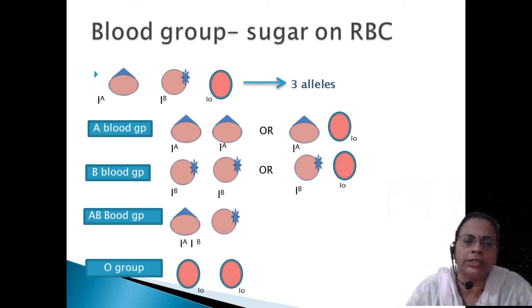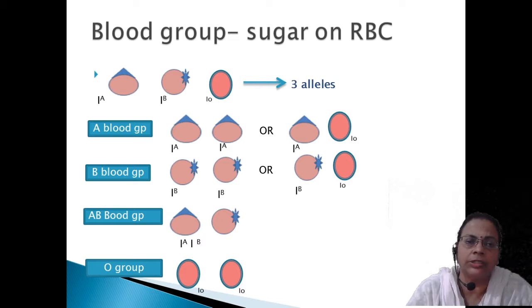Then the last category is the O blood group. O blood group means both the alleles will be recessive. That means IO, IO. So they cannot express any antigens on the RBC. Hence they are categorized as O blood group.